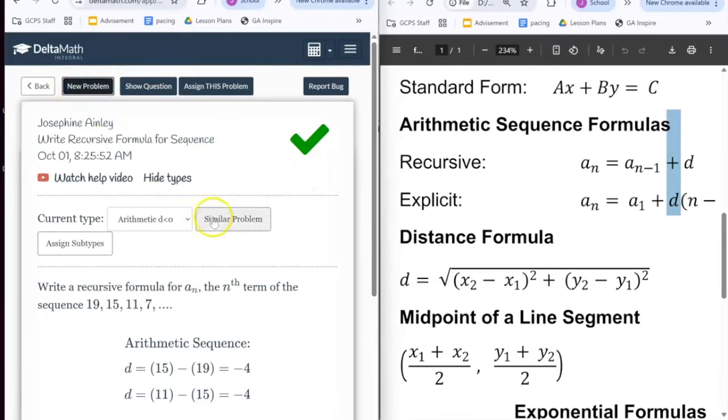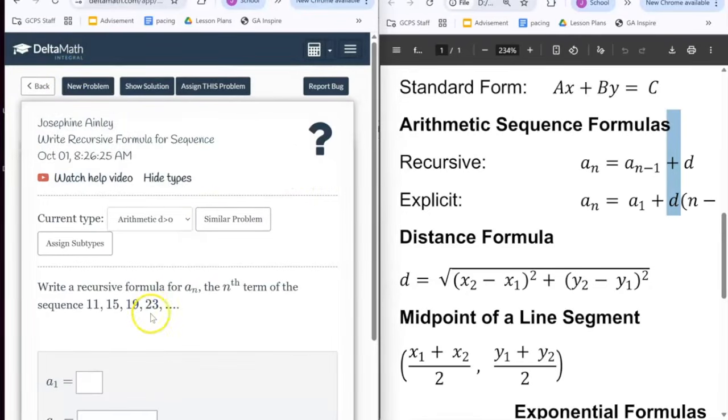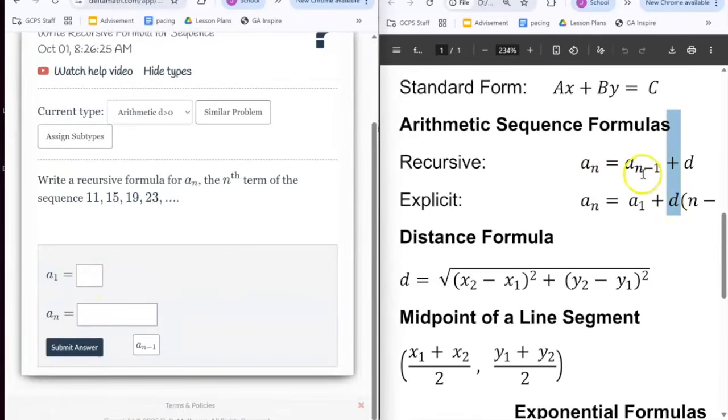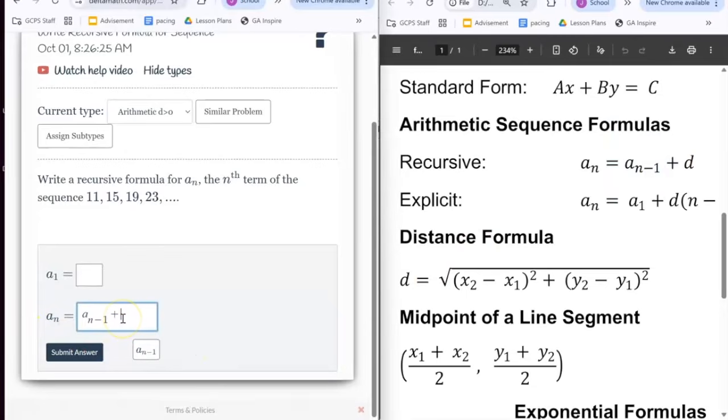I'll do one more just to be sure. All right, so again, here's the formula. The one before plus the common difference. So the one before plus the common difference, which is the second number, 15, minus the first number, 11. All right, what is the first term? The first term is 11.